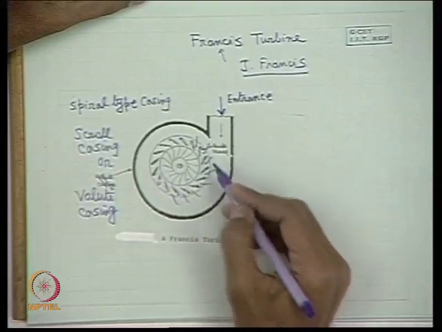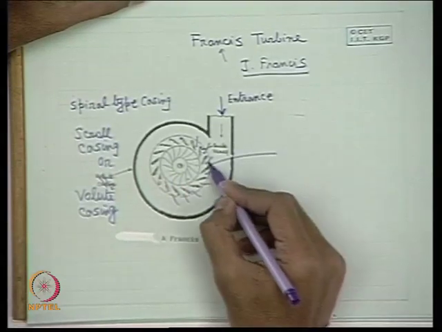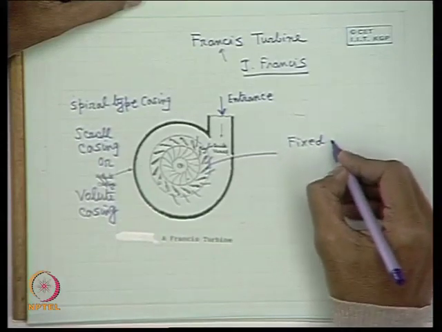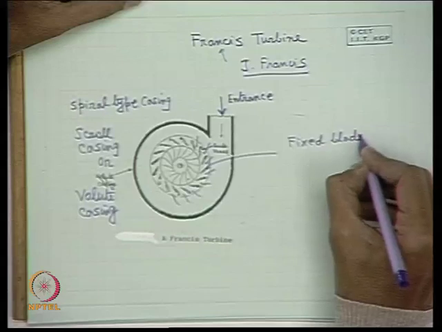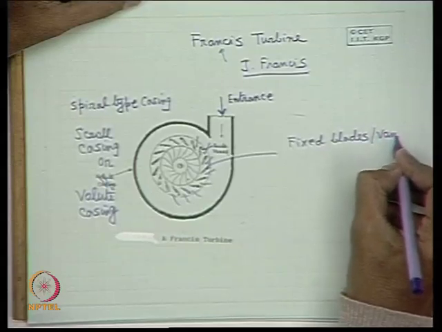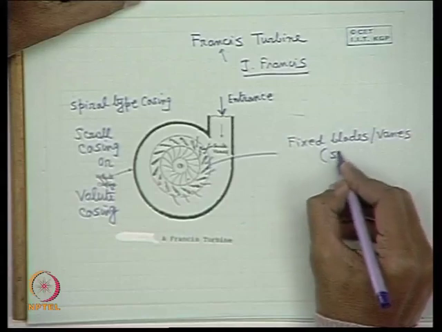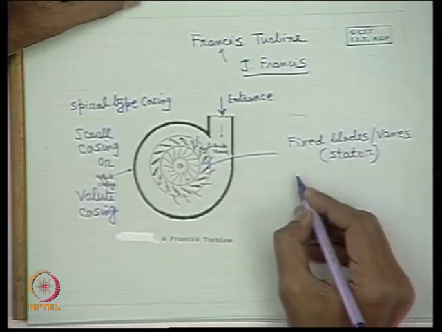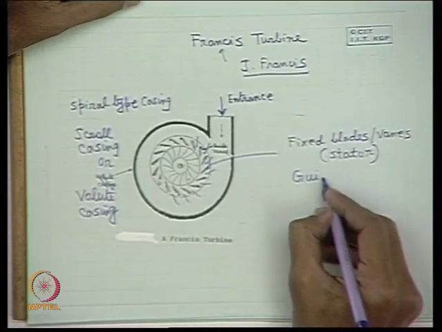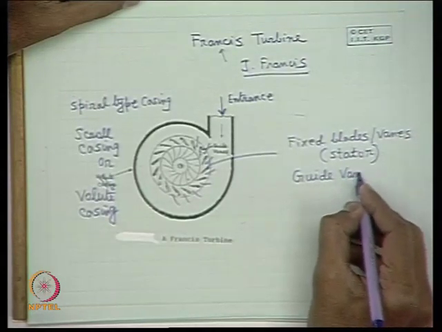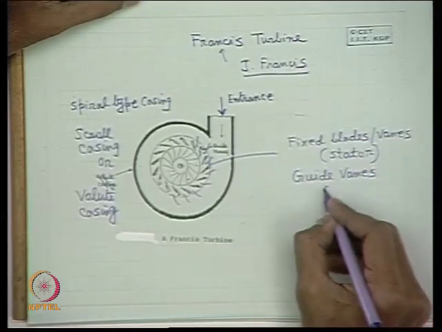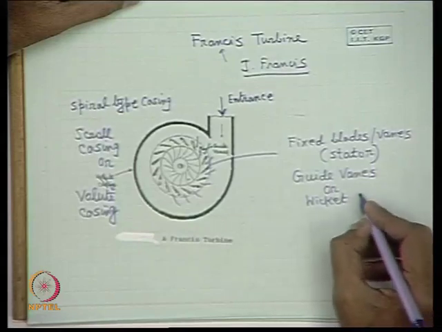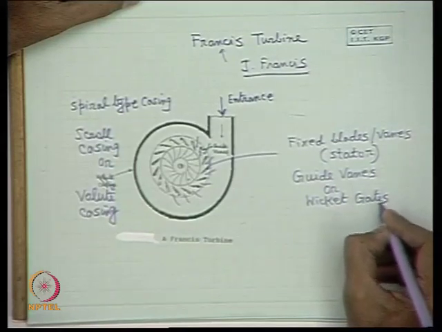So, these are the fixed blades or vanes, and this is the stator of the machine, that means the fixed part. These are known as guide vanes, these are the terminology, guide vanes or wicket gates. This is a peculiar or typical terminology, wicket gates, in hydraulic machines.